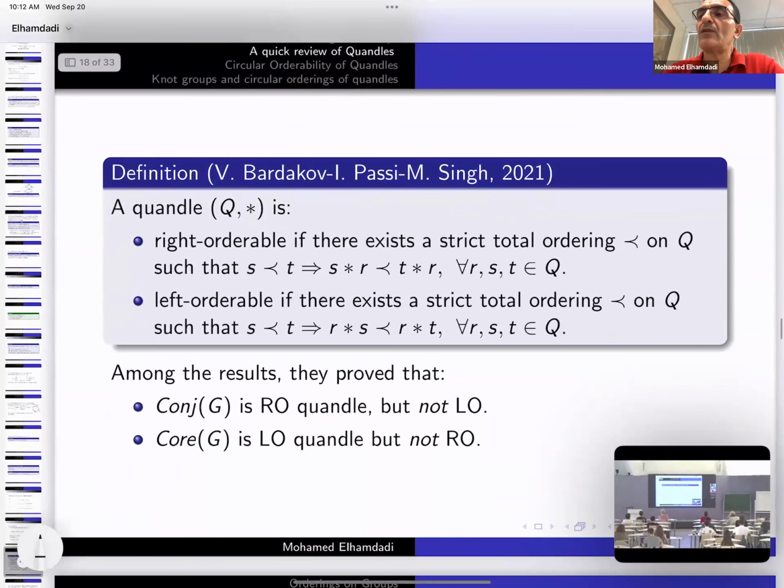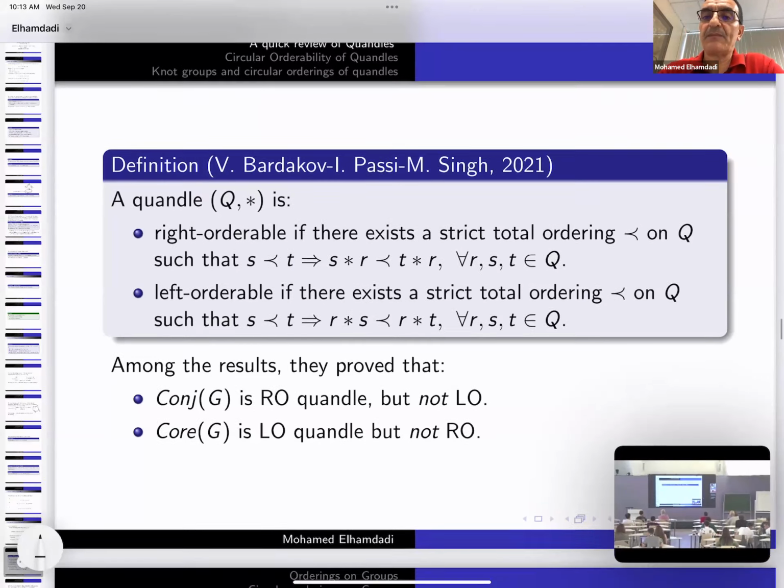Orderability of quandles was introduced back in 2021 by Bardakov, Passy, and Singh. And this is the definition. It's natural. You have a quandle, and you take an order on it. If it's invariant from the right, then it's called a right orderable quandle. If it's invariant from the left, it's called left orderable. If it is both left invariant and right invariant, we'll call it a bi-orderable quandle.